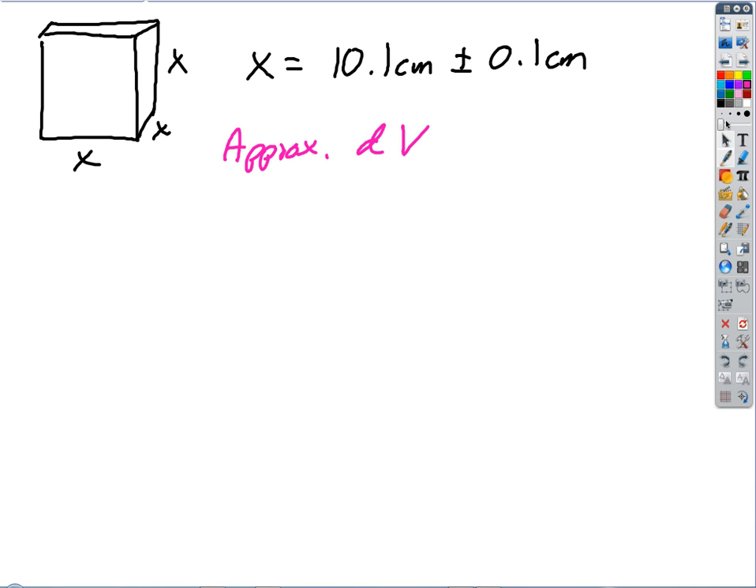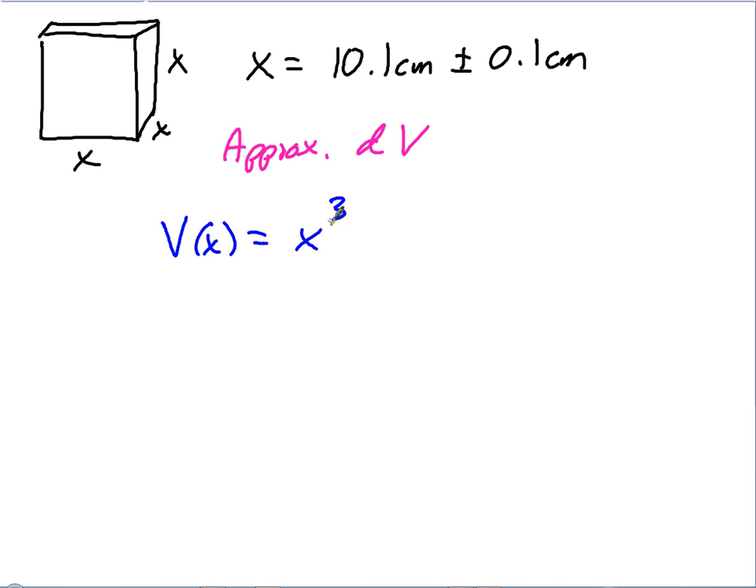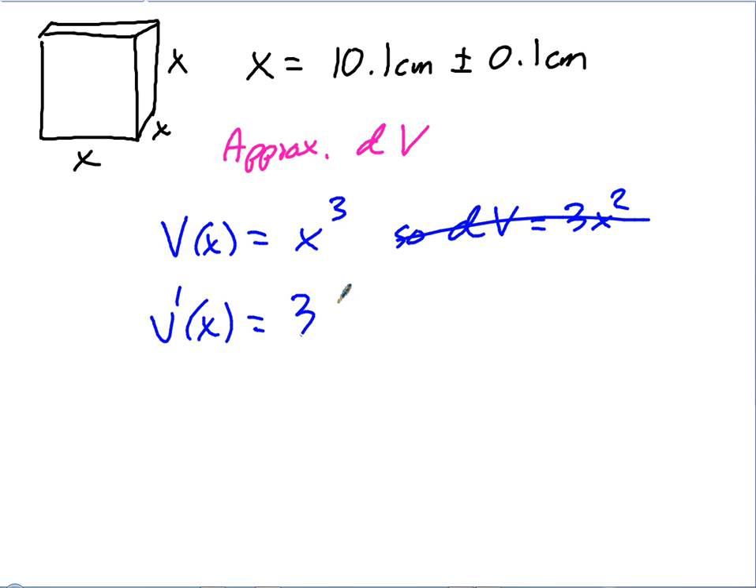Okay, good. So we know V of x is x cubed, right? So what's dV? Well, I'll tell you what, let's hold off on that for a second. What's V prime of x? Right. So then dV must equal, as a formula in this case, dV must equal V prime of x times dx, okay? Right?